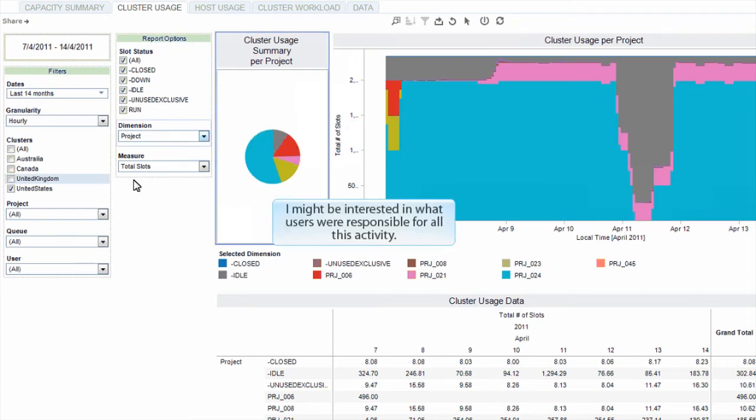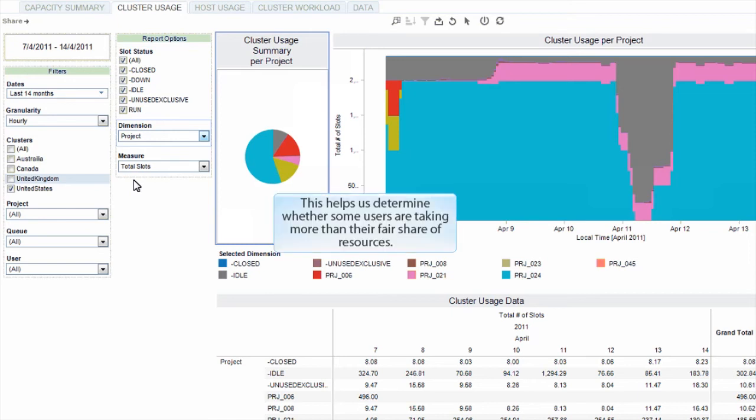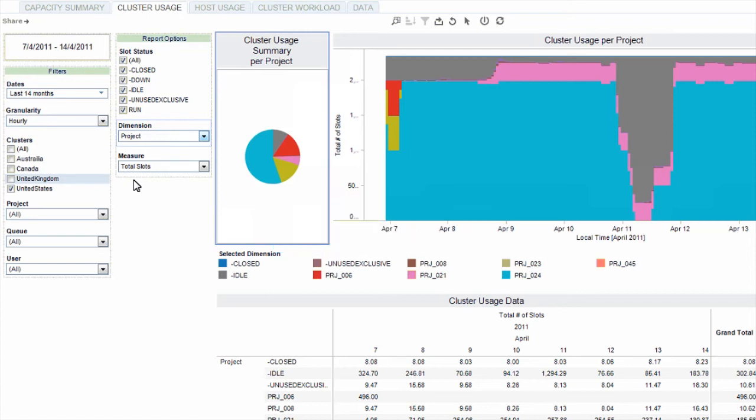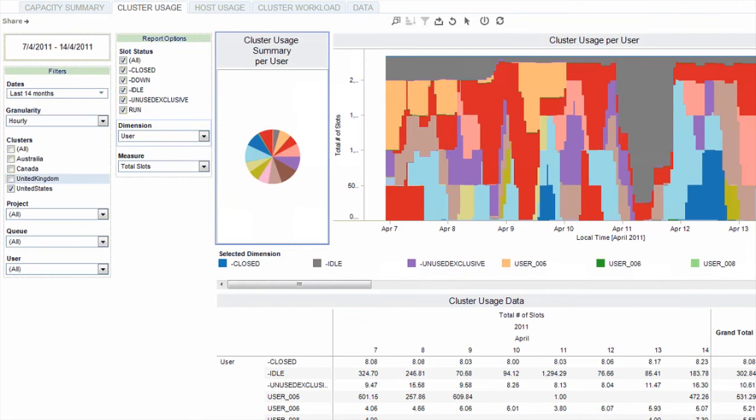I might be interested in what users were responsible for the activity on Project 24. This helps us determine whether some users are taking more than their fair share of resources. I'll change the dimension from projects to users. We're still looking at total slots, but now we have a breakdown by user. On average, no single user is dominating resource use.